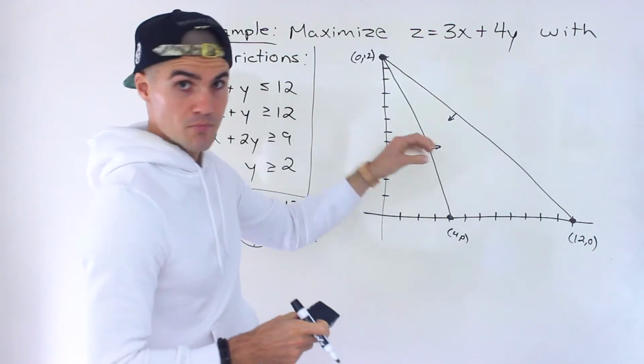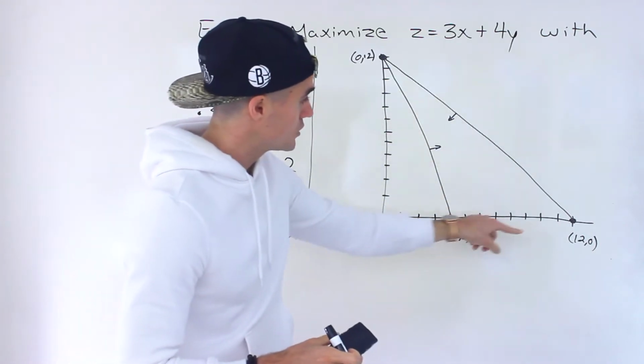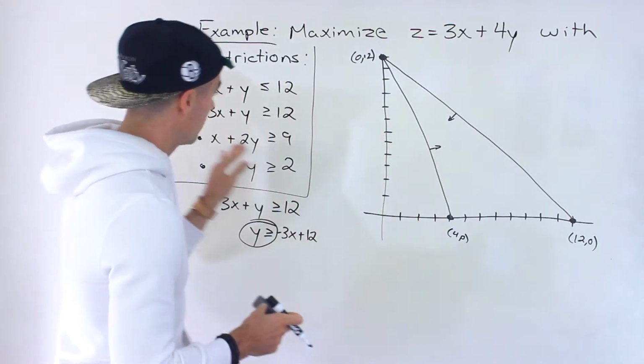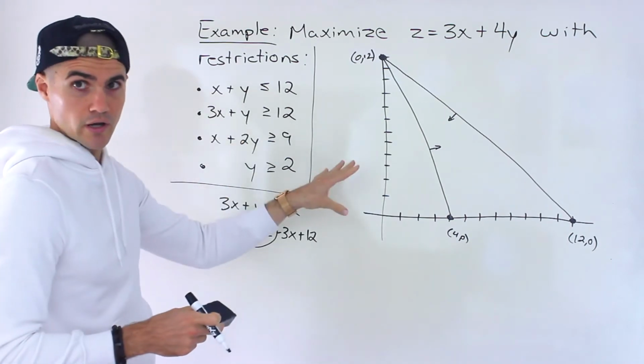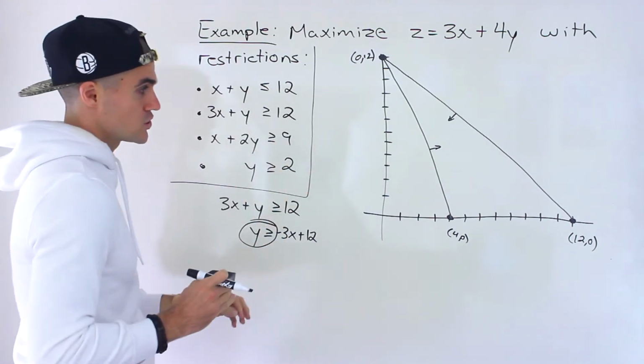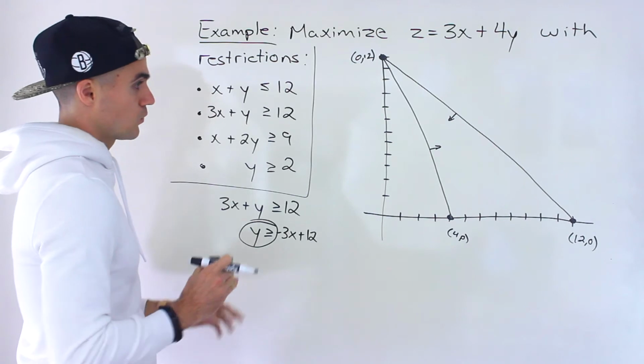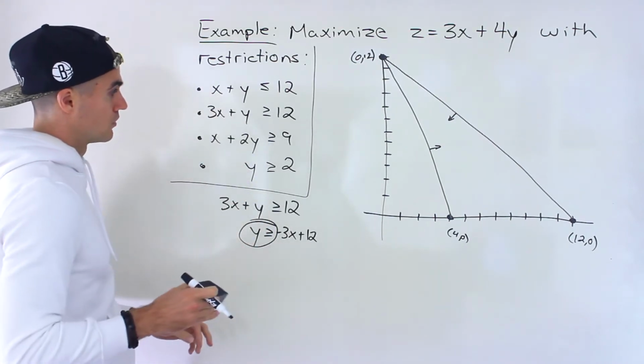So the region bounded by both lines would be this region over here, but we have more restrictions to bring in to make that region tighter, to see what's going to be bounded by all four restrictions.